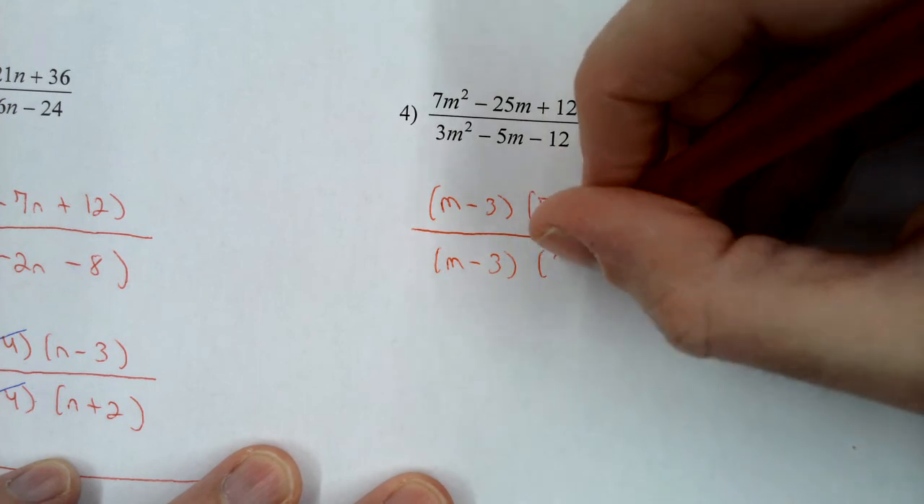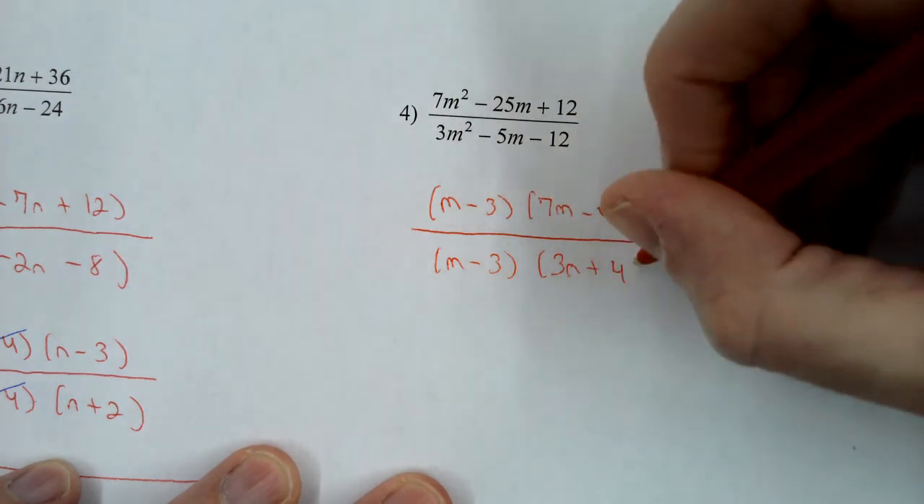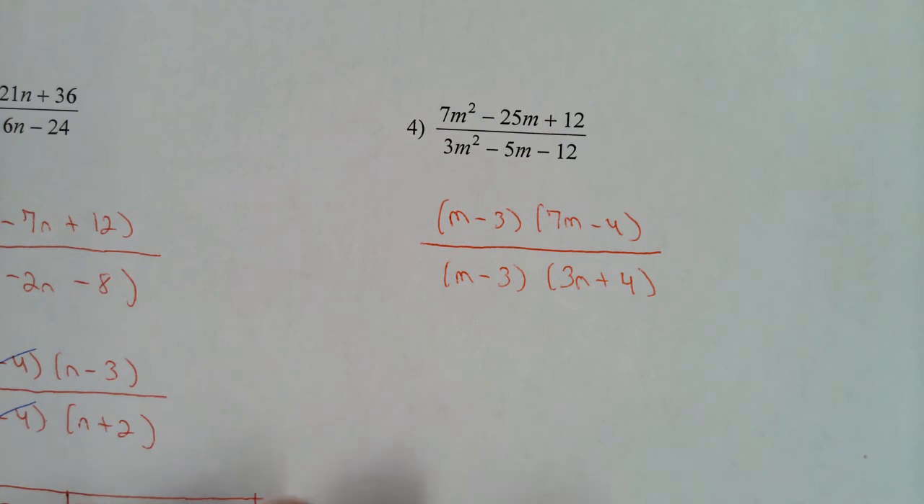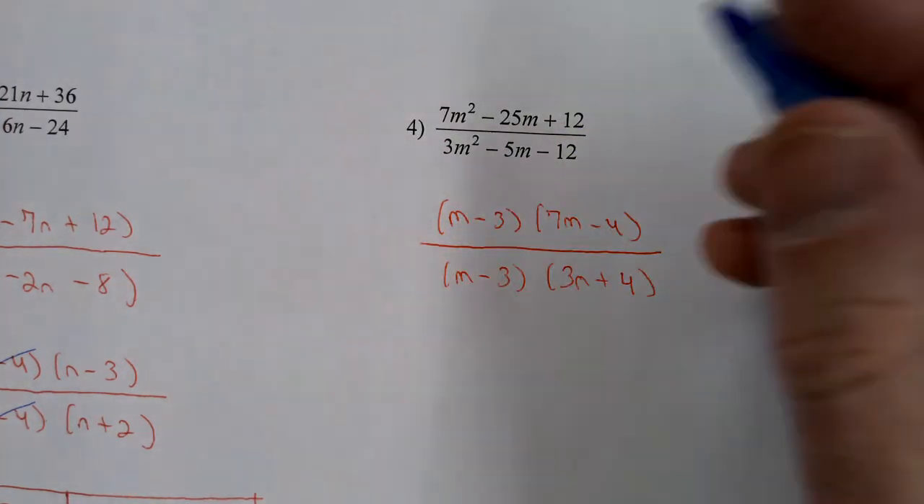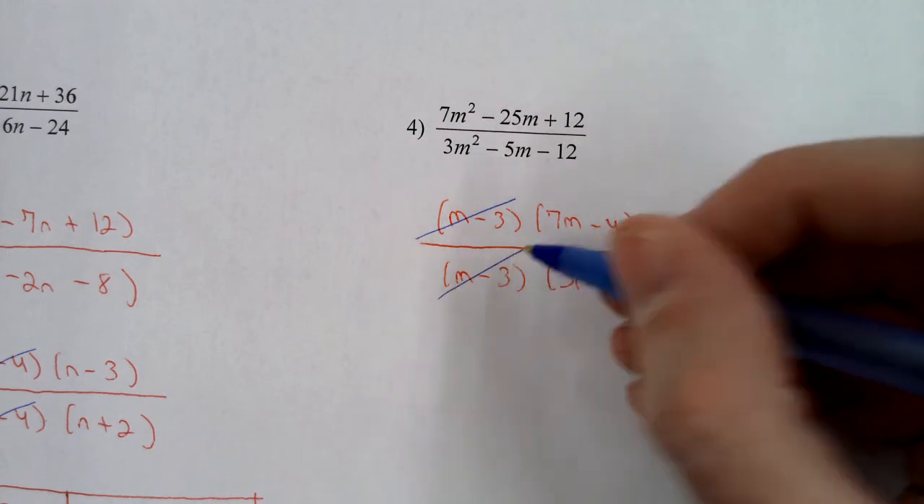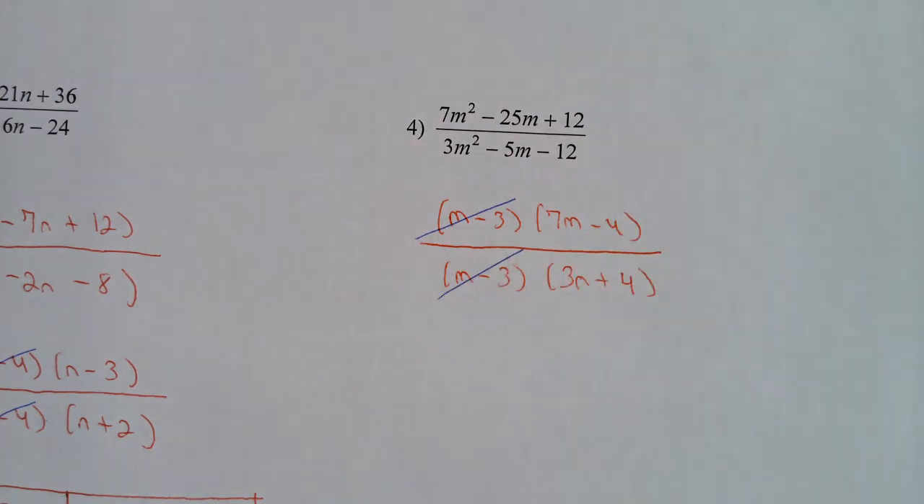Times 3m plus 4, I should say. Divide out the common factors. And the final answer is 7m minus 4 over 3m plus 4.